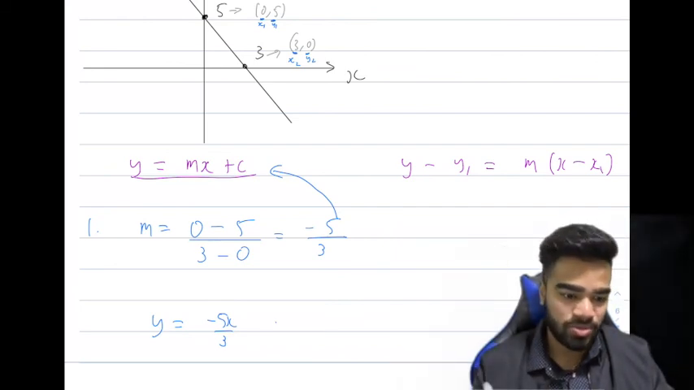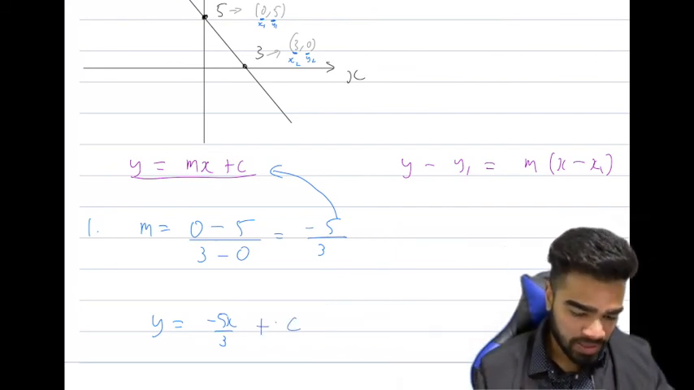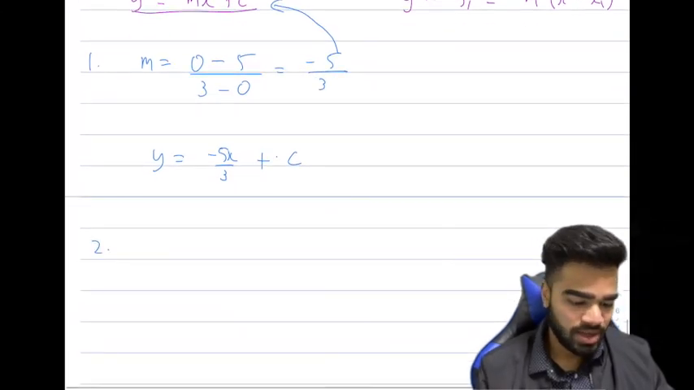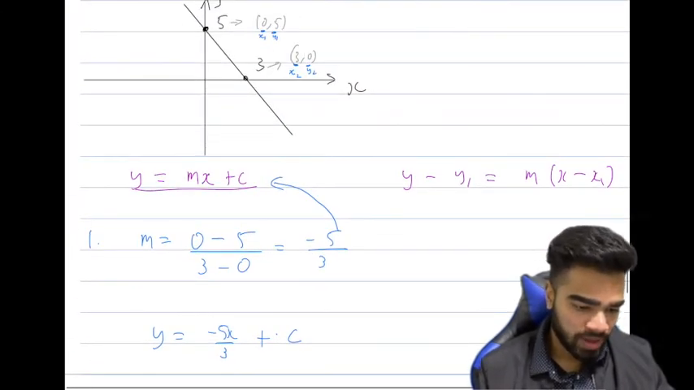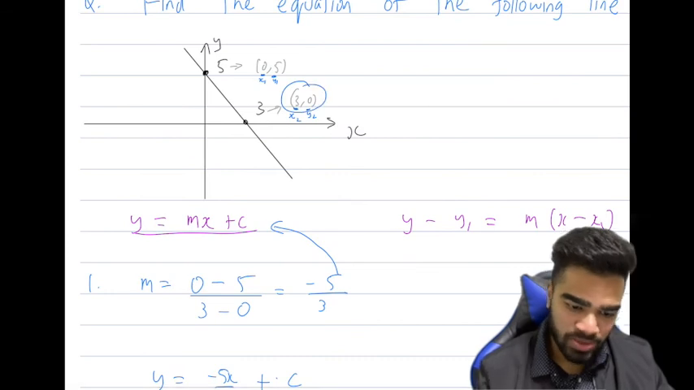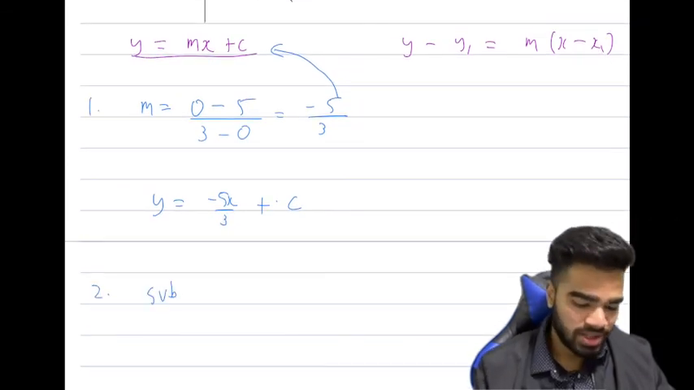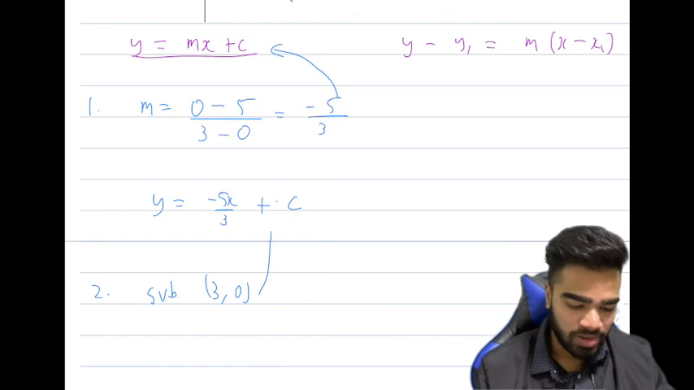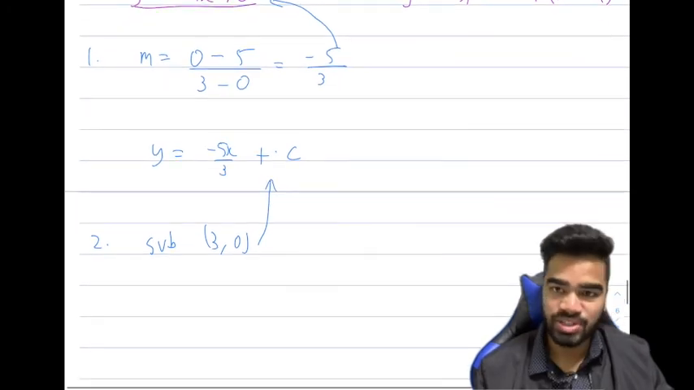Remember when we first talked about gradient. Plus c. So now we have to find c. How do you find c? Well, you sub in a coordinate. What coordinate do you want to sub in? I'll pick the smallest one, 3 and 0. It's a smaller number. So I'll sub 3 and 0 into this equation over here.